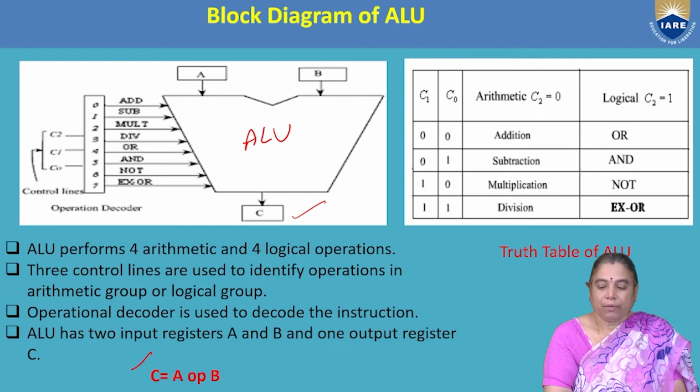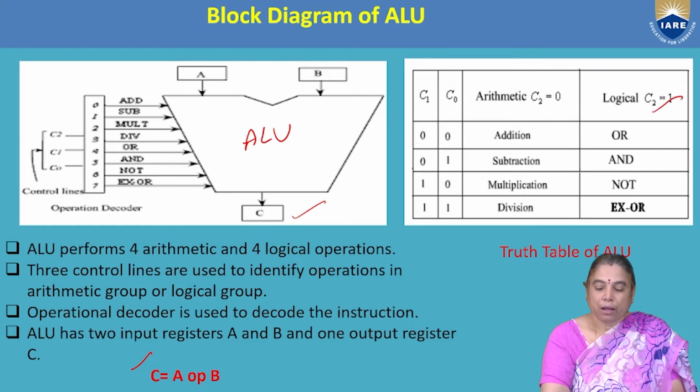Those control lines are denoted with C0, C1 and C2. So here when the C2 value is 0, the ALU can perform arithmetic operations. When the C2 value is equal to 1, the ALU can perform the logical operations. So when C2 is equal to 0, depending upon the C0 and C1 control lines input, the basic arithmetic operations can be performed. When C0 is 0 and C1 is 0, then addition operation can be performed.